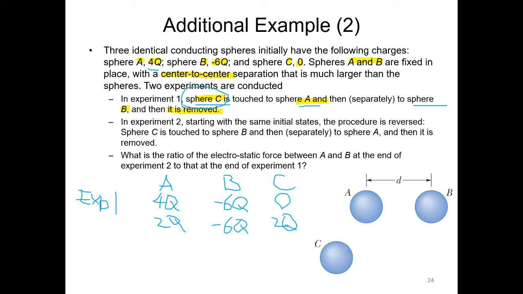Actually sphere C will touch sphere B again. Sphere A doesn't change. And then for B and C, we have totally minus 6Q plus 2Q, so we have minus 4Q. So at the end, we'll have minus 2Q, minus 2Q.